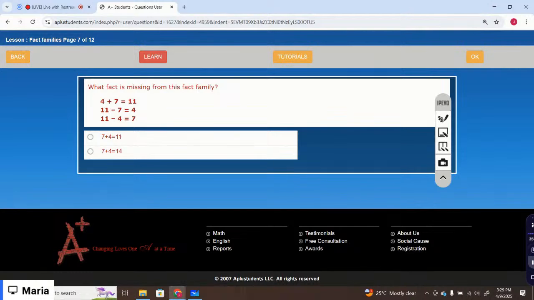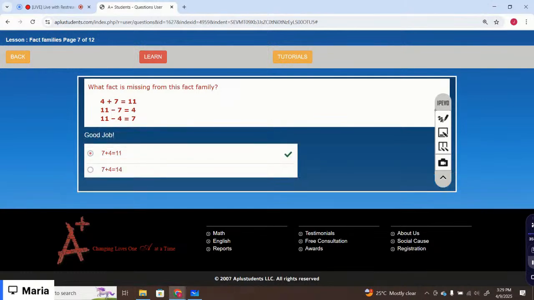What fact is missing from the fact family? 4 plus 7 equals 11. 11 minus 7 equals 4. 11 minus 4 equals 7. We are missing an addition fact, right? So that is 7 plus 4 equals 11. Option number one is the correct option.